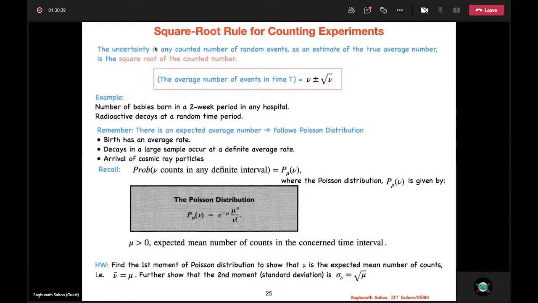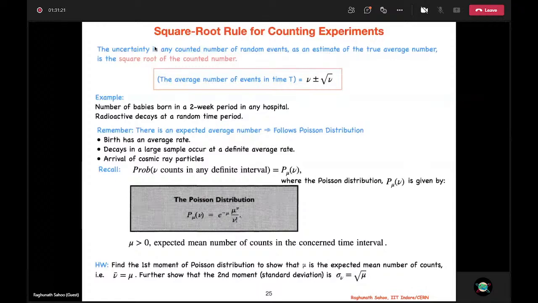Now I will give you a homework, because I do the job and you do the job, so that will be a two-way process. The homework is: find the first moment of the Poissonian distribution. We know the first moment is the mean, mu, the expected mean number of counts. That is, if I take the average of nu, it should be equal to mu. You know first moment calculation from quantum mechanics or any kind of distribution function. Further, you should also show how to calculate the second moment, which gives the standard deviation, so that sigma nu should be equal to square root of mu.